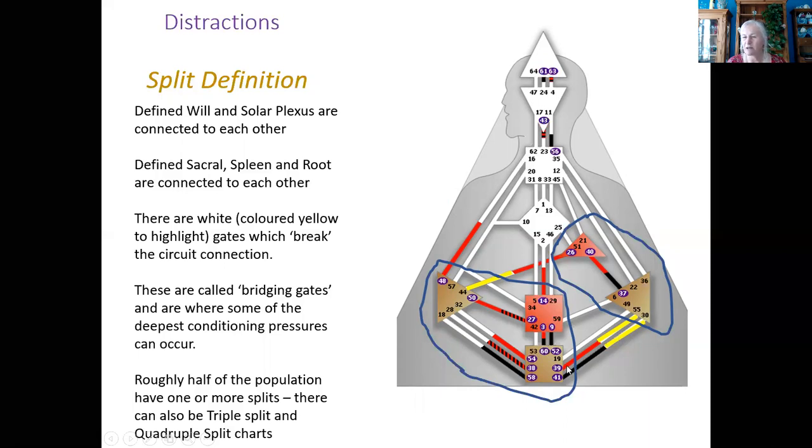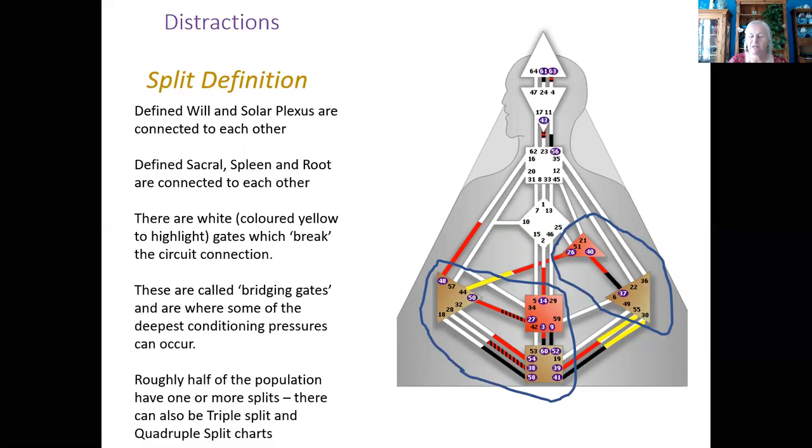So the energy doesn't completely join from the root center up to the solar plexus. It doesn't connect there. And the will center doesn't connect completely to the spleen center. So they're separated off from each other. If that was an electric circuit diagram, the electricity would not be able to flow through all 5 of those centers in one go. So what we call these are bridging gates. What I've highlighted in yellow, they're called bridging gates.